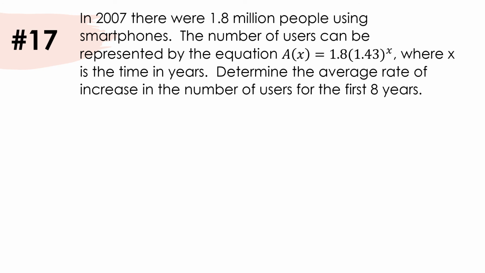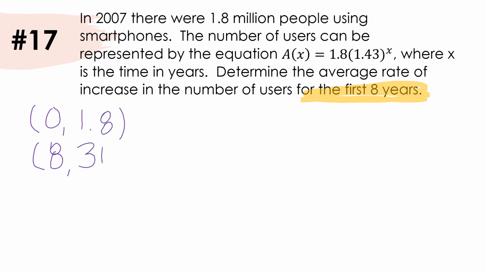So when it says, and this is confusing people on the practice test and on the escape room, when it says the first 8 years, we are talking about from when it started to 8 years. So when x is 0, it should be 1.8. And when x is 8, it's 31.5. So you can either plug in 0 for x, plug 8 in for x, or you can use the table and just look at the table for when x is 0 and when x is 8.